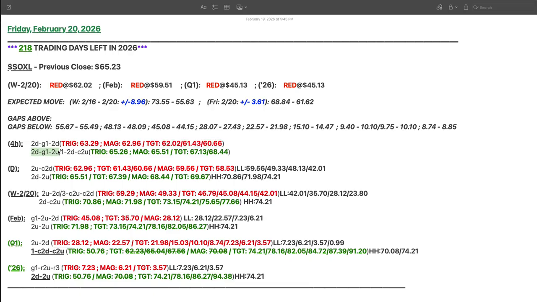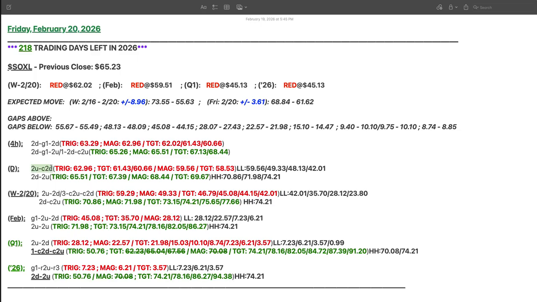On to the upside, we would have that 2-1-2 up trigger at 65.26, magnitude of 65.51. So even less magnitude with this move, but that move would then trigger this 1-2 down combo 2 up, with an ultimate magnitude of 68.44, and we do have an intermediate target on the way to that magnitude of the 2 down 2 up of 67.13.